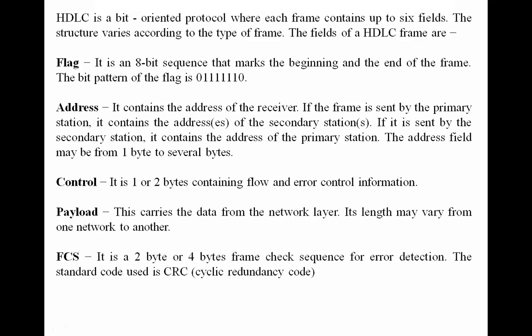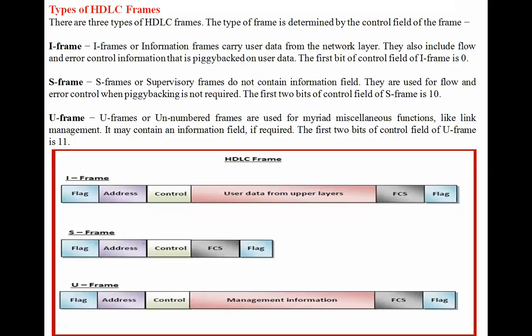So this is the concept of HDLC, that is high-level data link control. Some of the frames we are using in HDLC: one is the I frame, second is the S frame, and third is the U frame. The I frame is called an information frame, the S frame is called a supervisory frame, and the U frame is called an unnumbered frame.